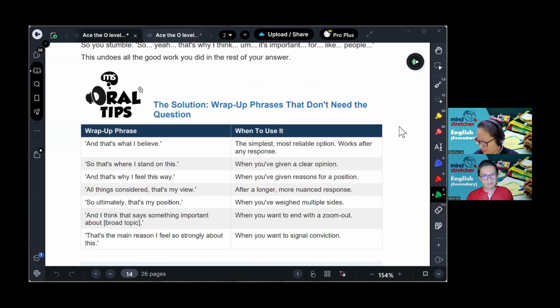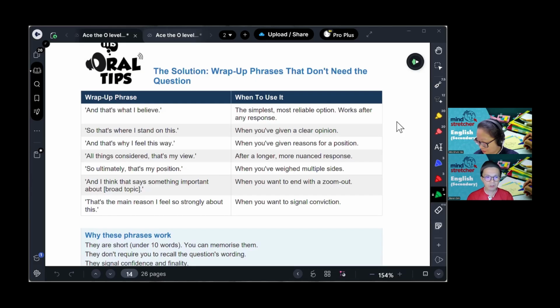Wrap it up with phrases that are generic. You don't need the question. You can just say, and that's what I believe. And so that's where I stand on this. That's why I feel this way. All things considered, that's my view. So ultimately, that's my position. And I think that says something about how conversation needs to be something which is alive and spontaneous. That's the main reason I feel so strongly about this. Like that. So memorize, hard work, study. Memorize is to study and it involves hard work. Okay, so memorize these phrases.